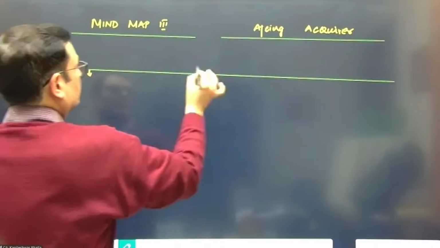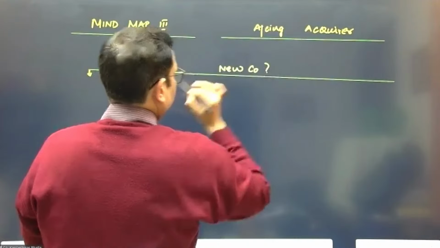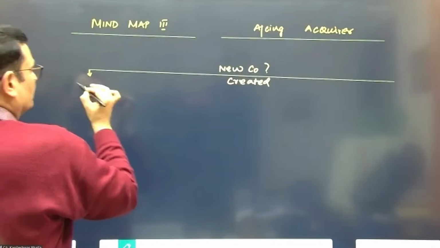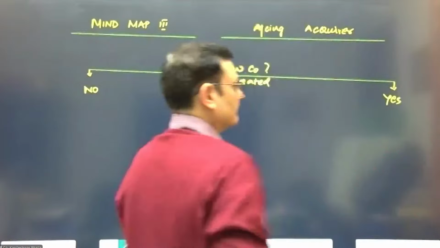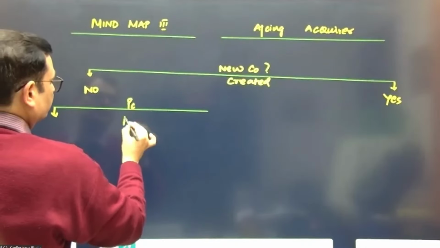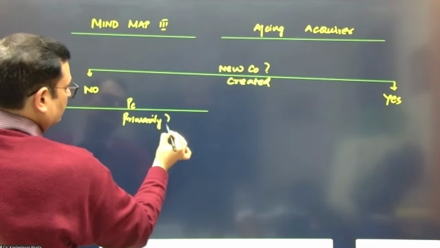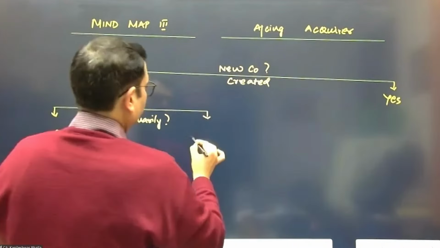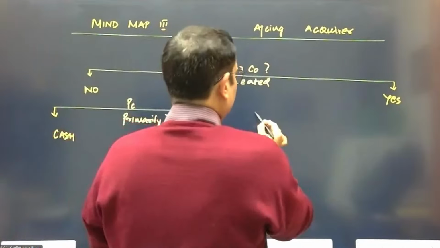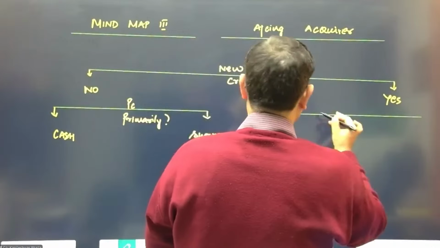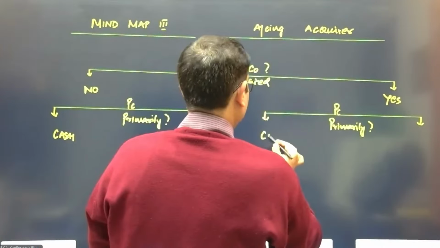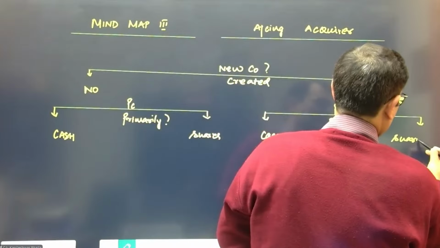So we can say the first focus is, is a new company created? The question is, is a new company created? The answer is a no, or the answer is a yes. So when you say a new company is not created, then the next question is, the purchase consideration is primarily in which form? Is it primarily in cash, or is it primarily in shares? Even if you create a new company, the focus point is the same. The purchase consideration is primarily in cash, or the purchase consideration is primarily in shares.